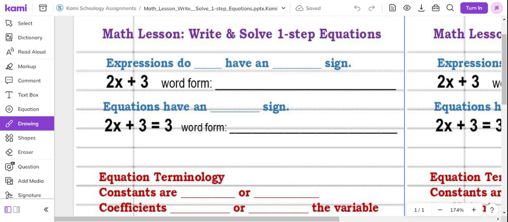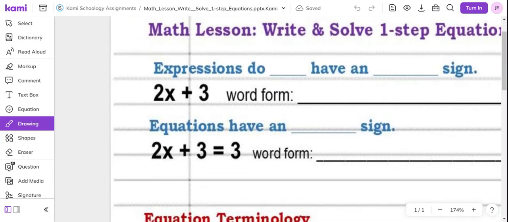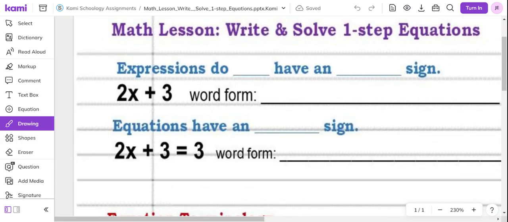Okay, this is Mr. Elmhorst with the math lesson. We're going to be looking at writing and solving just basic one-step equations. So the first thing we want to point out, there's a difference between expressions and equations. Expressions do not have an equal sign.